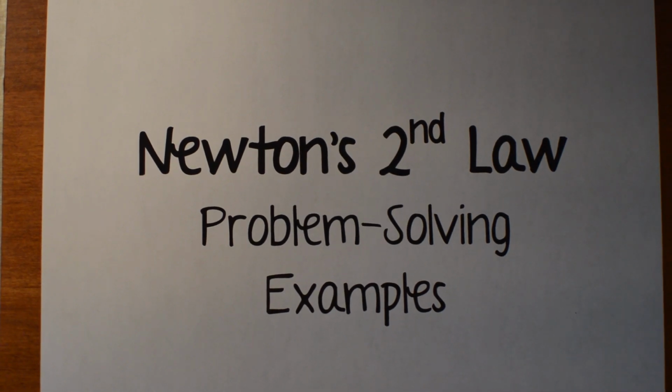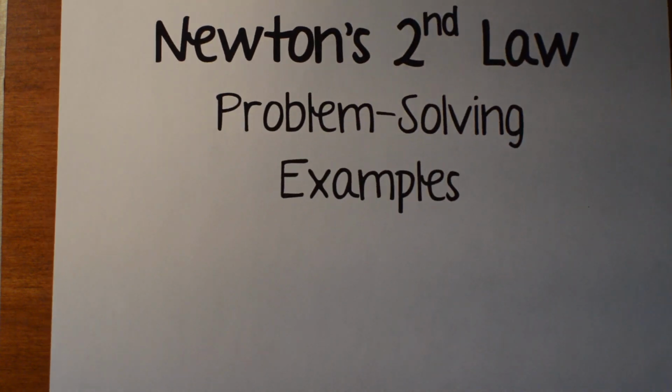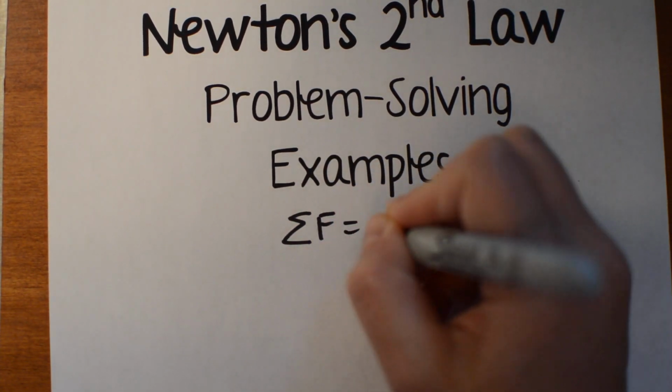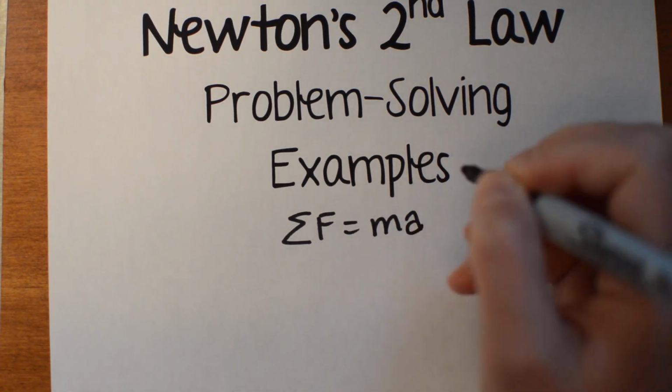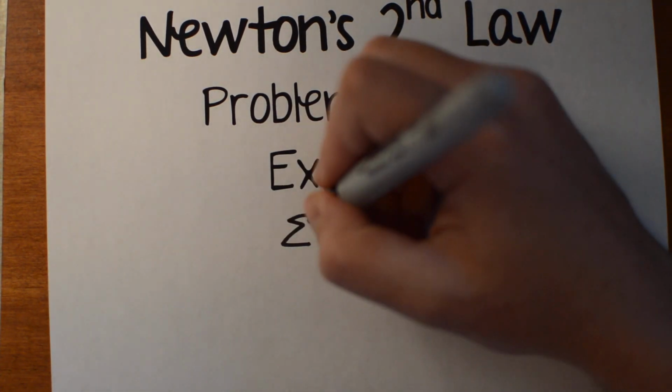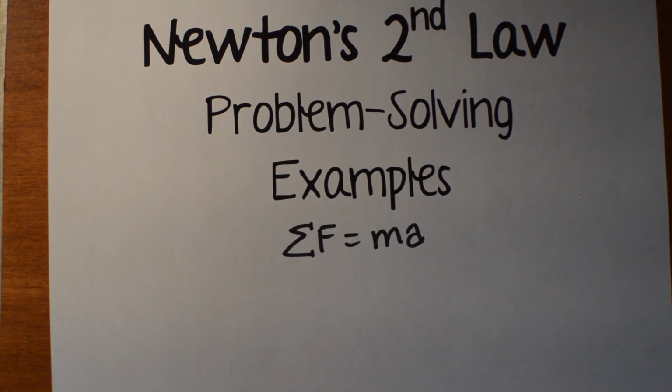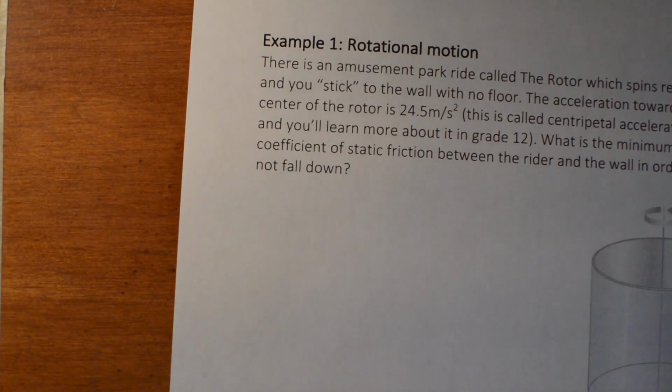So Newton's second law is probably the most foundational law in classical mechanics. It states that the net force on an object is that object's mass multiplied by its acceleration. And we're going to look at just a few more examples of Newton's second law. We've done a few in class already, but just a few more examples to see how it works when we apply it to new situations.